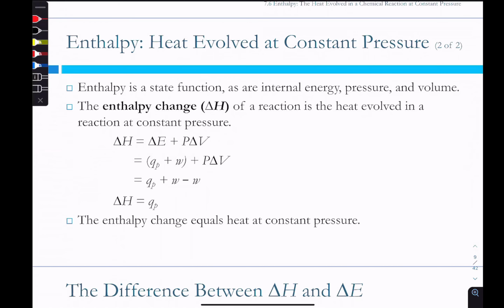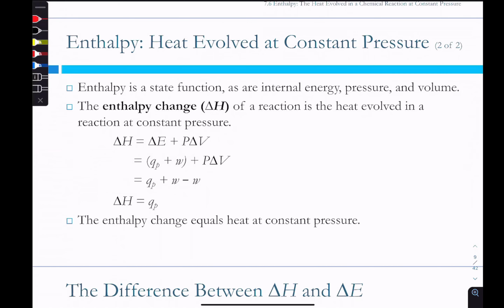So if there's an expansion of gases, automatically work is going to be done. If there's compression of gases, then work will also be done, but in the opposite direction. And this inclusion of pressure and change in volume accounts for that. And then it also, sort of similarly to a bomb calorimeter, but using different techniques, lets us reduce this down to delta H being just the heat, but the heat being evolved at a constant pressure.